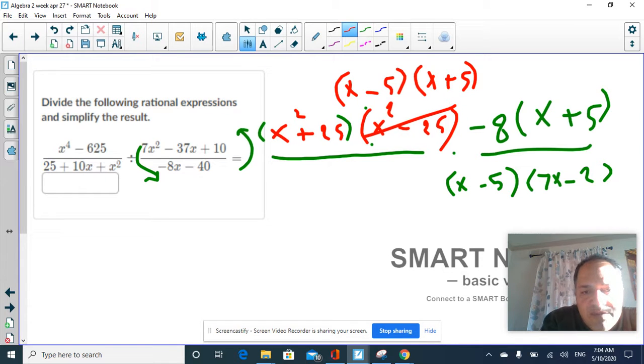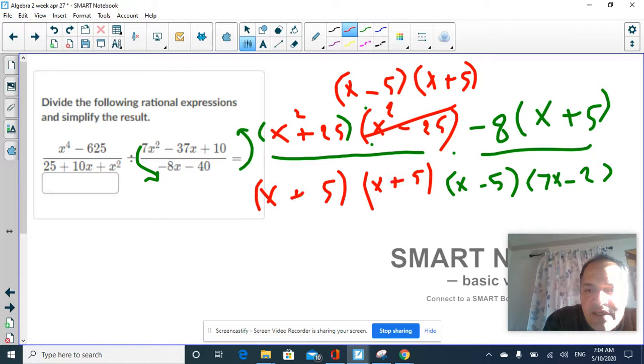What about the bottom? Yes, x and x, you can arrange first and then factor x and x, and 5 plus. Now, if you want to simplify your function, cancel out x plus 5 with x plus 5.